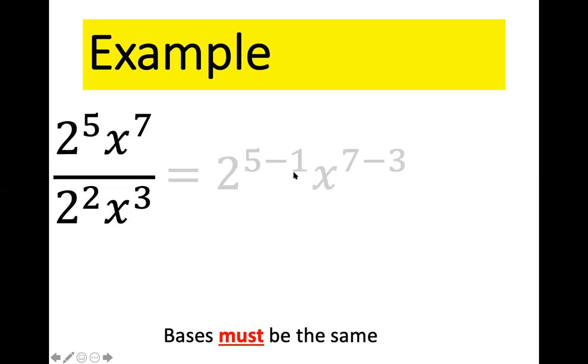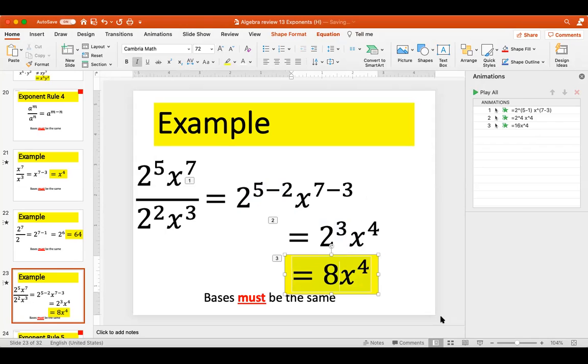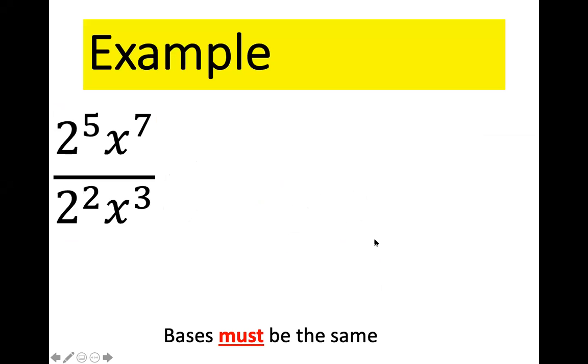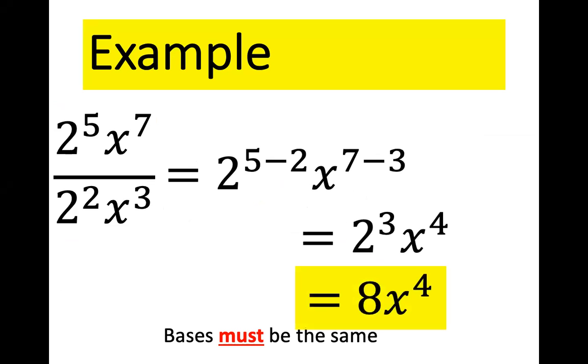I could do 2 to the 5 minus, oh, there's another mistake. Good Lord. 3. All right. Whoa, math mistake. Oh, I caught it. That's 2 of them I caught. So 5 minus 2 and 7 minus 3. So let's see. That's 2 to the 3rd, x to the 4th, and 2 to the 3rd is 8. So 8x to the 4th. And that's how you handle those.